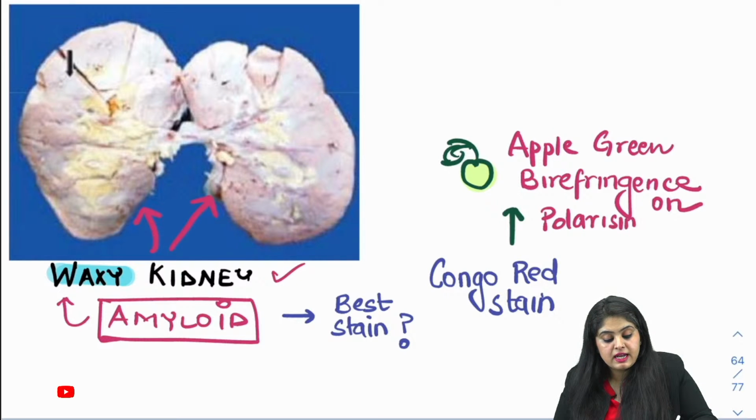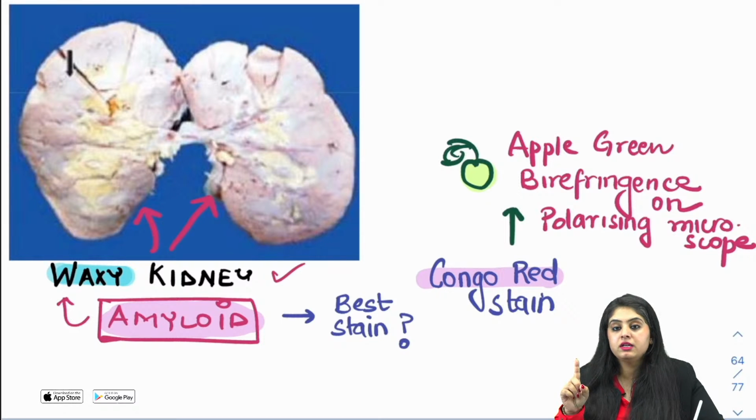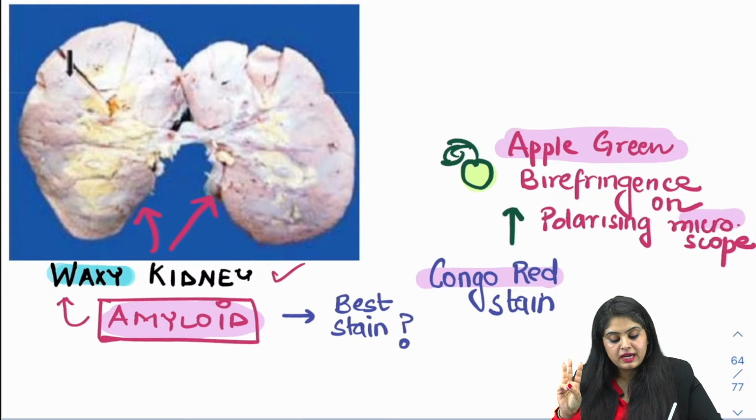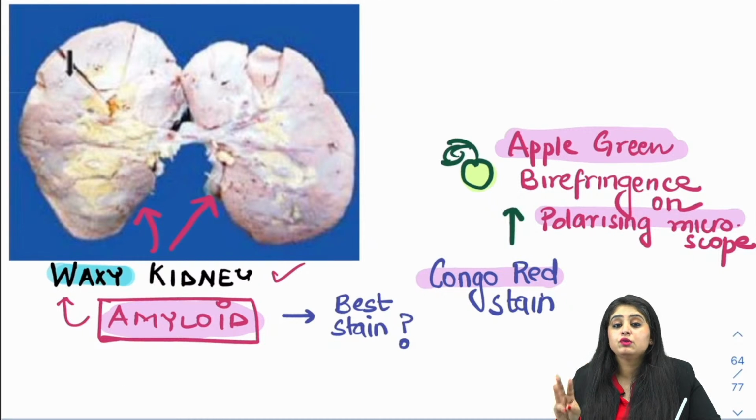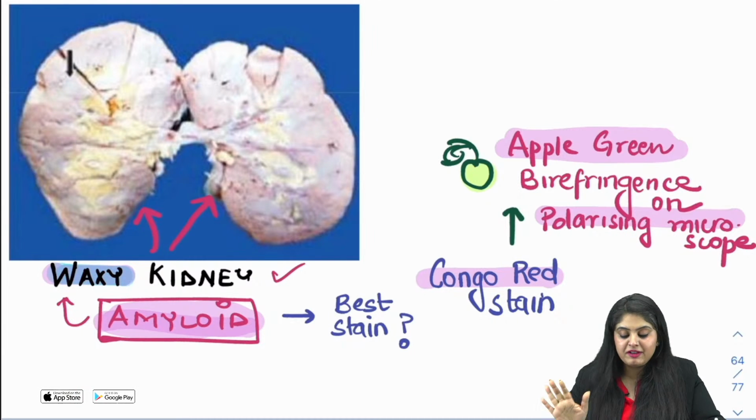Every word that I have written over here is important. You see it on a polarizing microscope. So repeating once again, ma'am, the best stain for amyloid is Congo red. Question number 1. Congo red gives what color? It gives an apple green birefringence. Question number 2. Which microscopy will I use for that? I will use polarizing microscope. Now they give you amyloid of any organ. Amyloid spleen, liver, kidney, any organ, my answers are the same. Same Congo red, same apple green, same polarizing microscope, same waxiness.